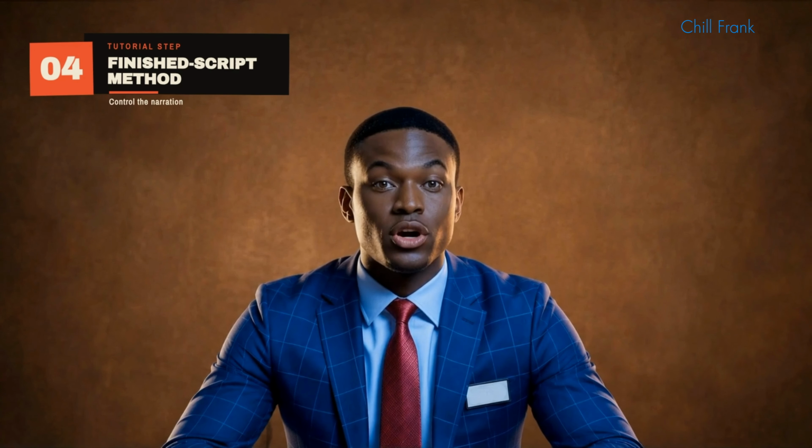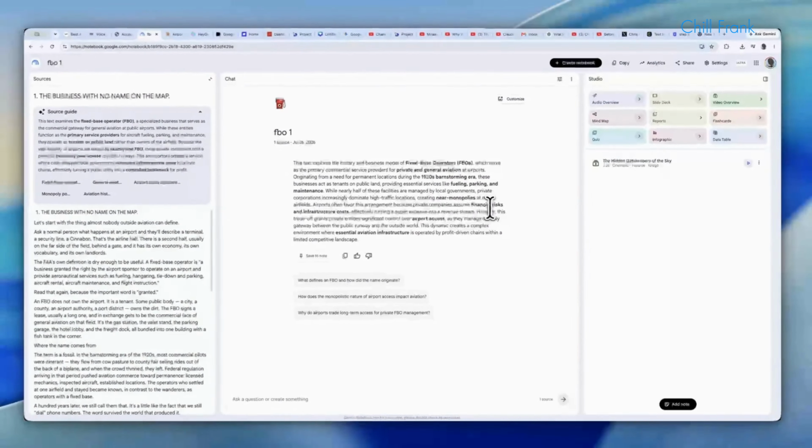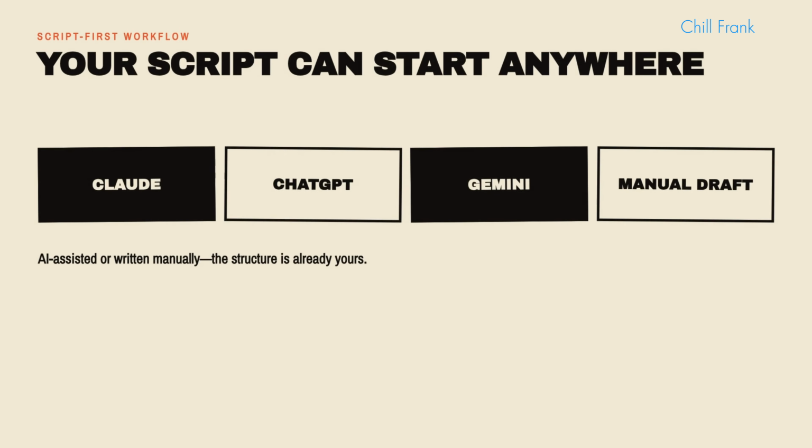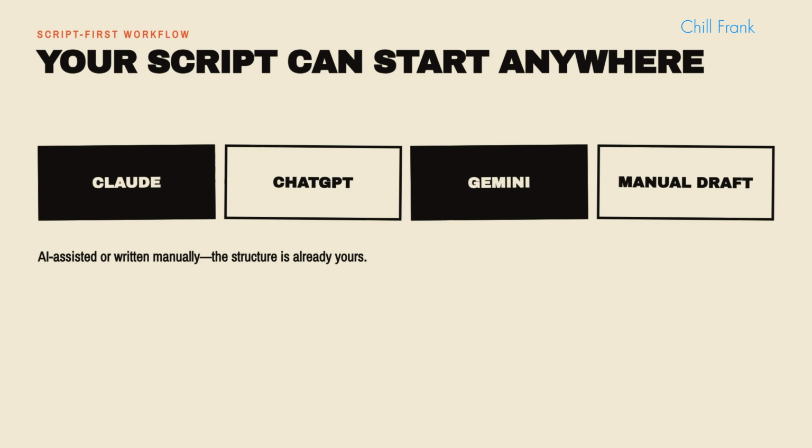But what happens when you have already written the exact script you want to use? That brings us to the second method. Step 4. Starting with your own finished script. This is the method I personally prefer, because it gives you much more control over the final documentary. You might have written your script using Claude, ChatGPT, Gemini, or another language model. You may also have written it manually.